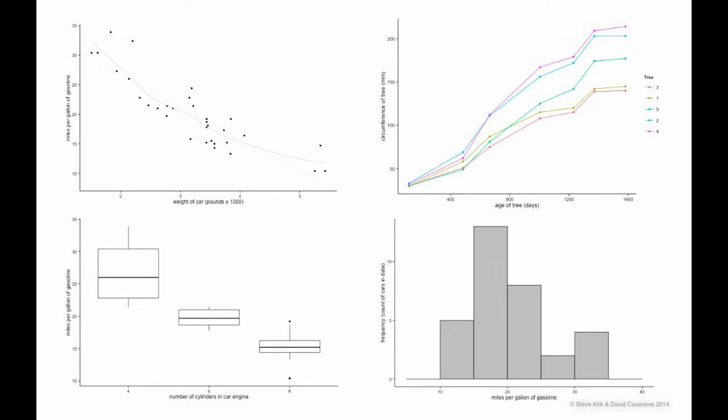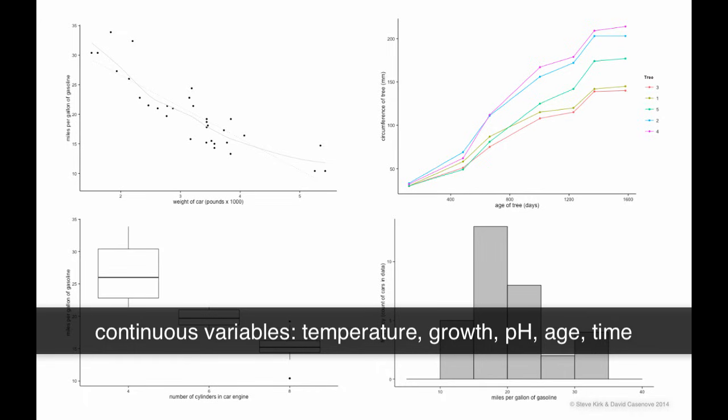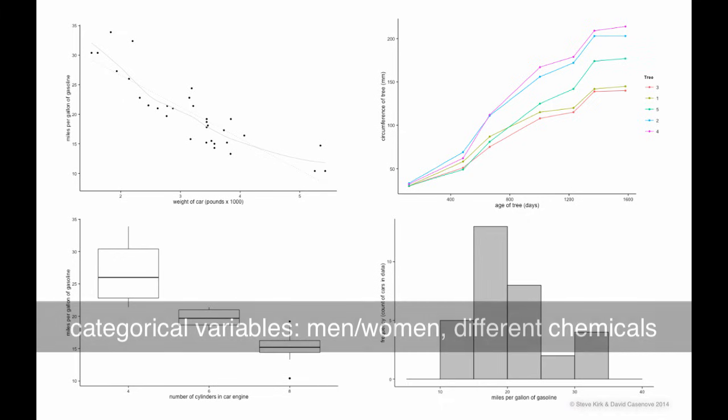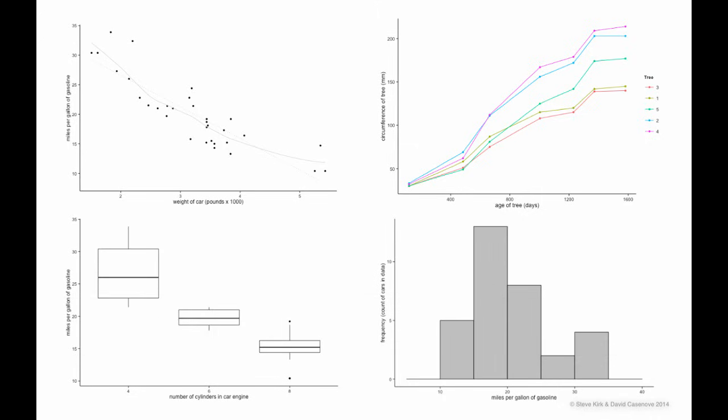Tables are good for showing the exact values or showing a lot of different information in one place. But graphs are good for showing overall trends and are much easier to understand quickly. It also depends on your data. In general, continuous variables like temperature, growth, pH, age, time, these tend to be better displayed on line graphs or scatter plots or maybe histograms. Categorical variables like men versus women or different chemicals, these tend to be better displayed in bar graphs or tables. In any case, you need to decide which is the best for each particular example you have. Never put a graph and a table with the same data in your paper.